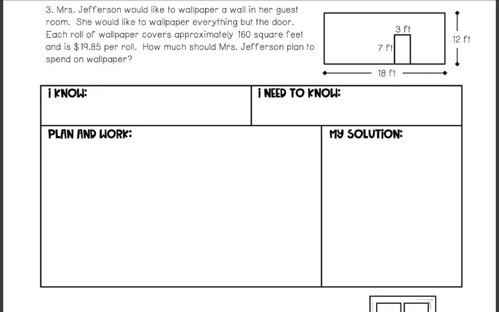So to do this, we see first off that she wants to cover her wall, which there's a door on, so we don't want to cover that with wallpaper. So we want to avoid that door. And if we're avoiding that door, that means I need to get rid of that space instead of adding it in like we've normally been doing. So if that's the case, I know that it's $19.85 per roll, and that will cover 160 square feet.